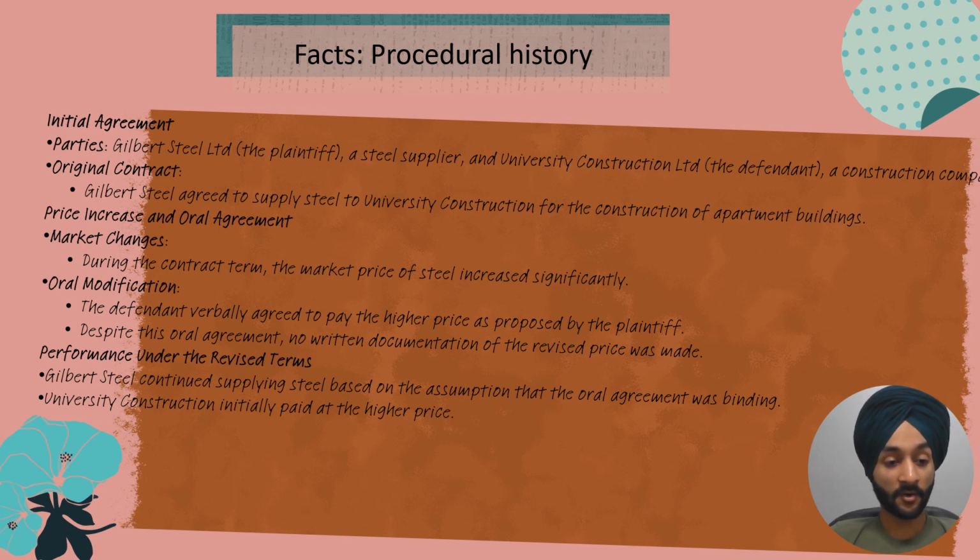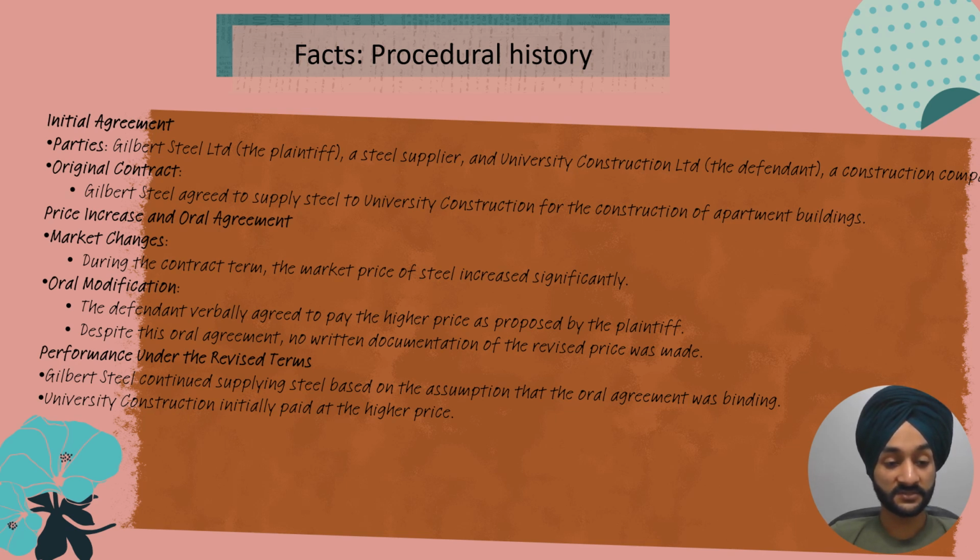Price increase and oral agreement. Market changes. During the contract term, the market price of steel increased significantly. Gilbert Steel approached University Construction requesting a price adjustment to reflect the increased cost. Oral modifications. The defendant verbally agreed to pay the higher price as proposed by the plaintiff. Despite this oral agreement, no written documentation of the revised price was made.